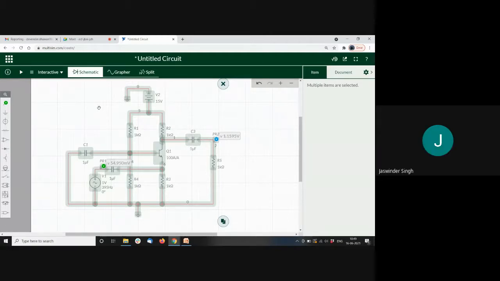Sir, in the paid version, I guess there are 2 more types of simulations. DC sweep might be there.